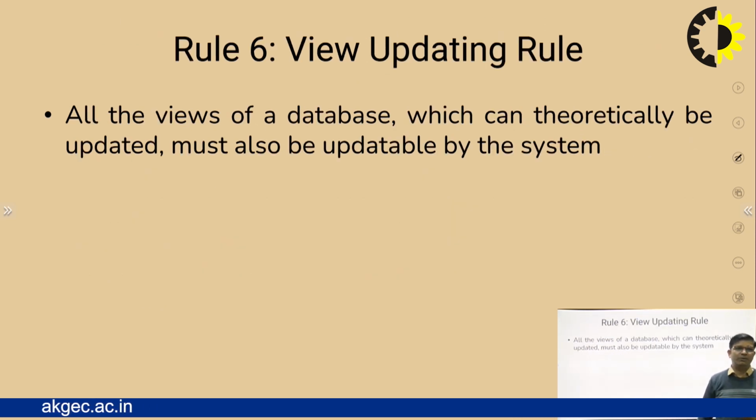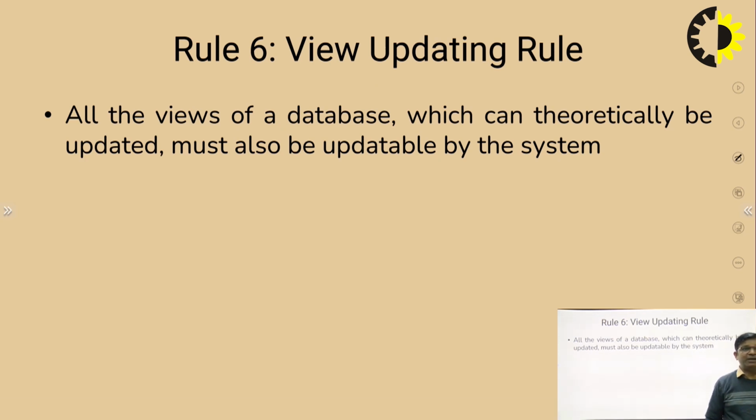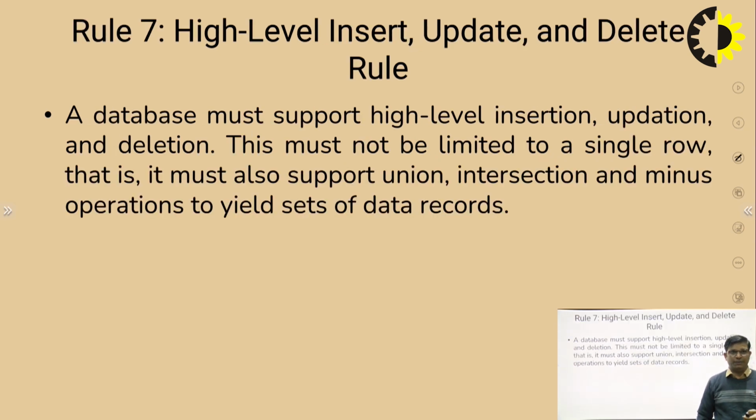View updating rule. All the views of a database which can theoretically be updated must also be updatable by the system. If we are saying that this can be updated, we can update it, so this value can be updated by the system also. High level insert, update and delete rule.